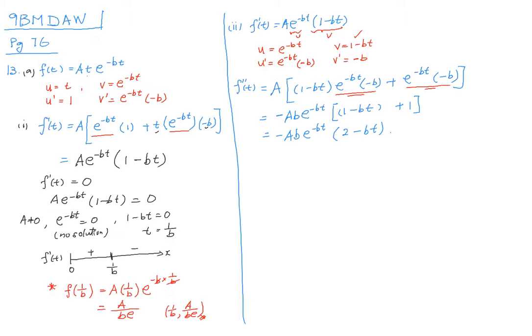Okay, for inflection point, f double prime t equal to 0. So I straight away write down negative a cannot be 0, b cannot be 0, e to the power negative bt equal to 0, no solution.